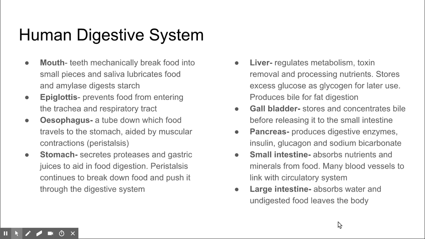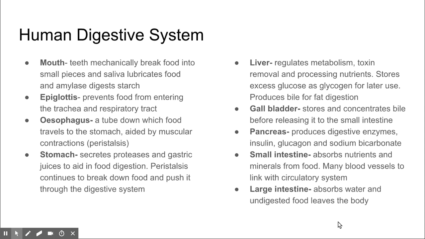Our esophagus is the tube that connects to our stomach, and the way the food moves down is by peristalsis, which is muscular contractions along the esophagus. Our stomach is responsible for lots of gastric juices which aid in food digestion. Again, we see peristalsis continuing to move and break down the food as it pushes it through the system. Our liver is not part of the main digestive system, but it does regulate our metabolism. It's responsible for removing any toxins and processing our nutrients. It also plays an important role in storing excess glucose as glycogen, which we can use later. Our liver also produces bile, which we learnt earlier is important for fat digestion.